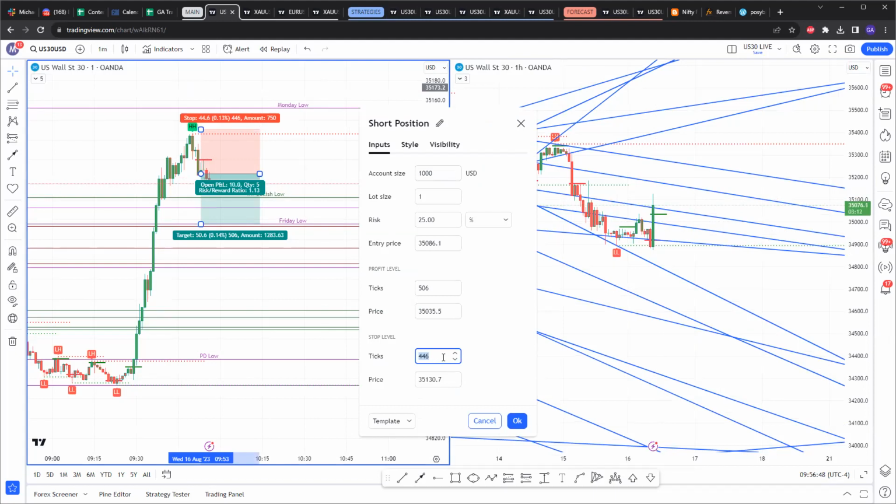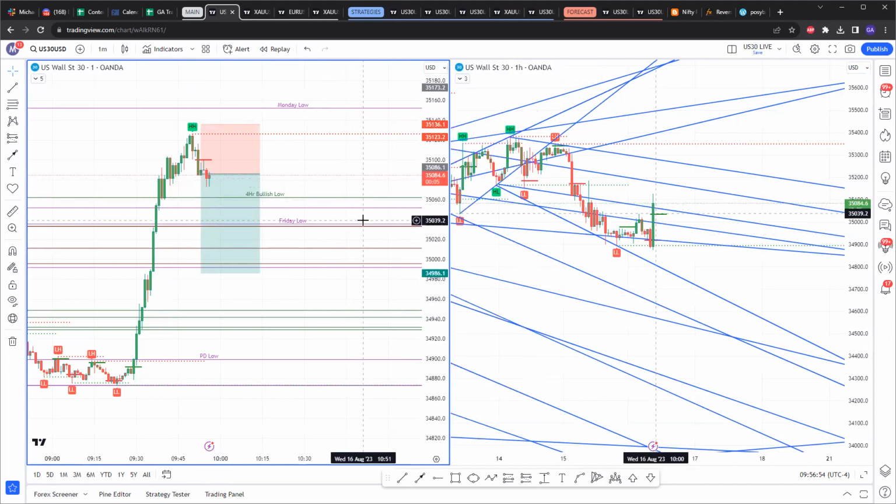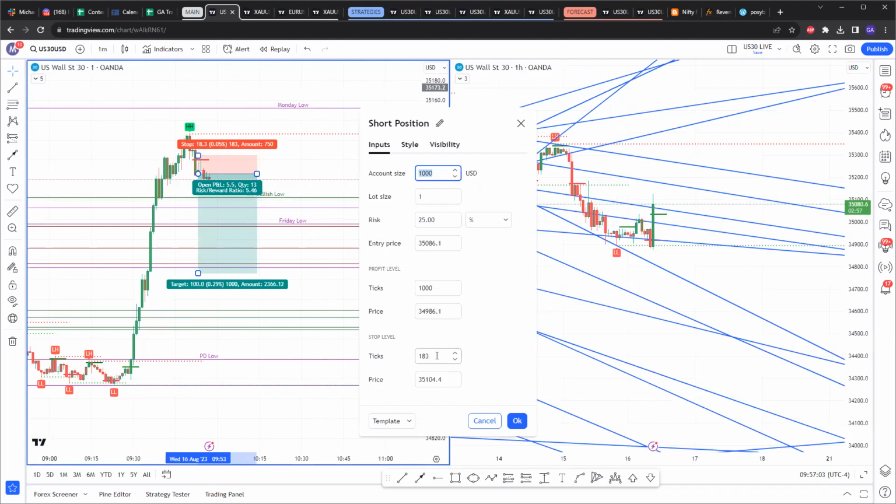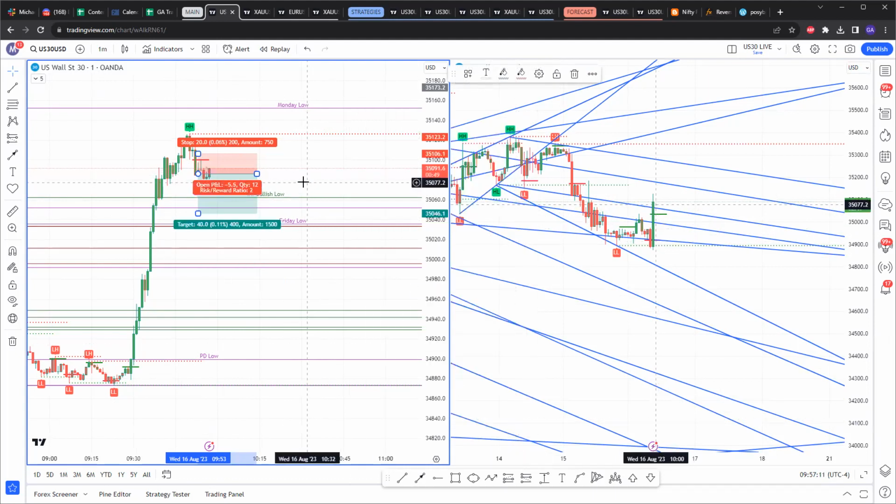Stop level. So ideally this would be 500. So 50 pips stop loss, 100 pips TP. If you want a tight stop loss on the 1-minute, you can get away with having a 20 pip stop. Again, I don't recommend 20 pip stops, especially on US 30. But this is a trade for scalpers.